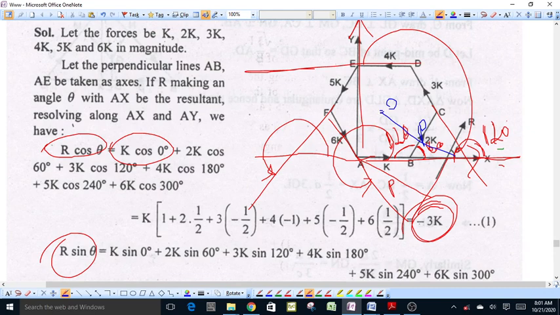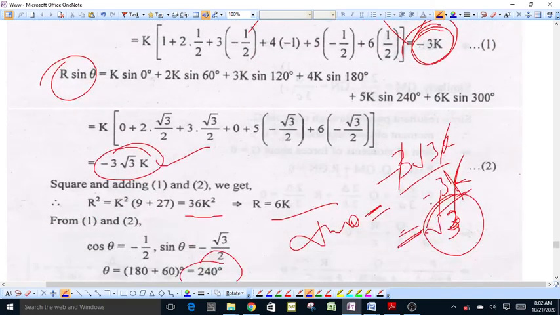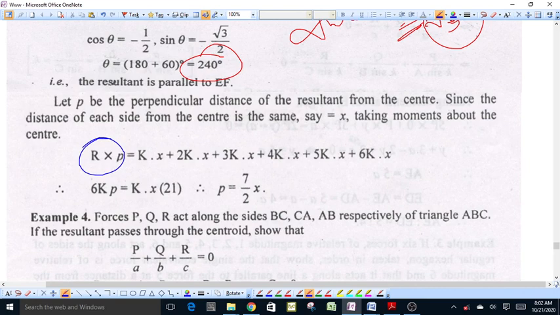And suppose that each force, which acts along the sides AB, BC, CD, DE, EF and FA, is at a distance x from the center. Then the moment of the resultant about the center of the regular hexagon will be equal to the algebraic sum of the moments of all the individual forces about the same point. Moment of the first force k will be k into x, then 2k into x, 3k into x, 4k into x, 5k into x, 6k into x.